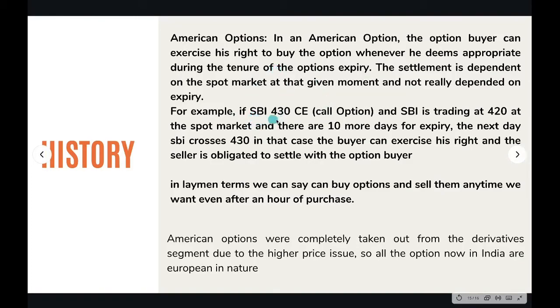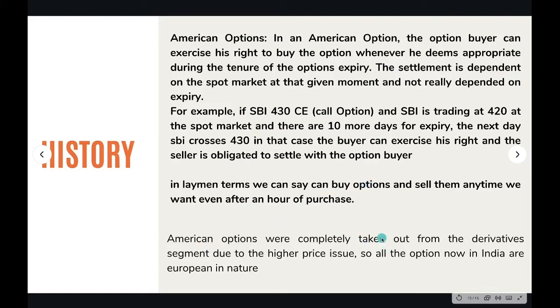For example, if an SBI call option has been taken and SBI is trading at 420 in the spot market, there are 10 more days for expiry. The next day SBI crosses 430. In that case the buyer can exercise his right, and the seller is obligated to settle with the option buyer. So it is simple. In layman terms, we can buy options and sell them anytime we want, even an hour after purchase. I'm buying the option now and I can exercise it at any point of time, and the seller is obligated to honor it with me.